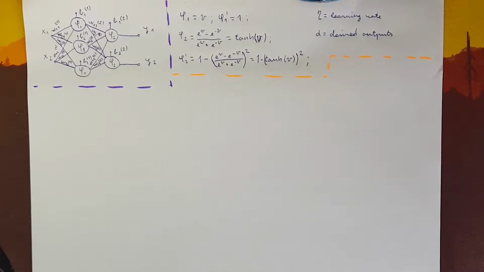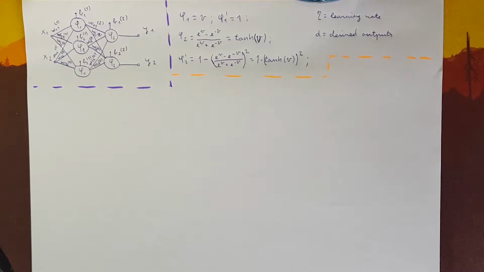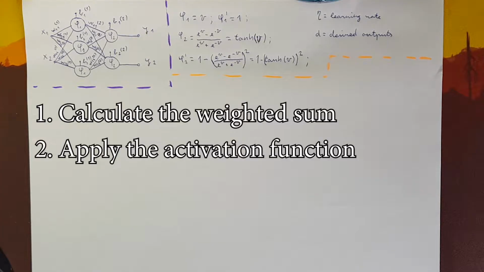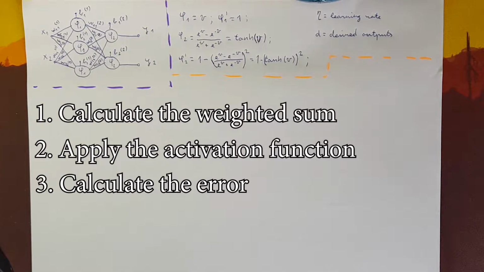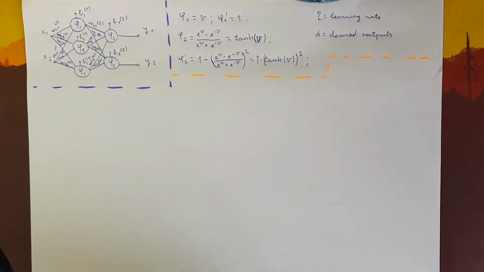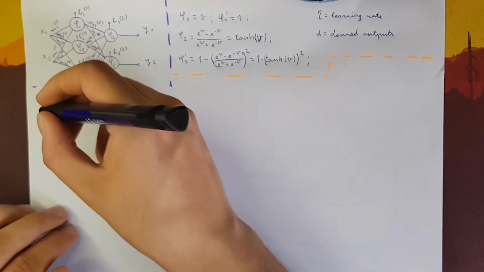Hello! In this video, I'm going to show you how to calculate a backpropagation neural network. So here, in this example, you can see how the neural network looks, and there are 5 main steps to calculate a backpropagation neural network. First, calculate the weighted sum. Second, apply the activation function. Third, calculate the error. Fourth, update the weights. So as I said, the first step is to calculate the weighted sum.